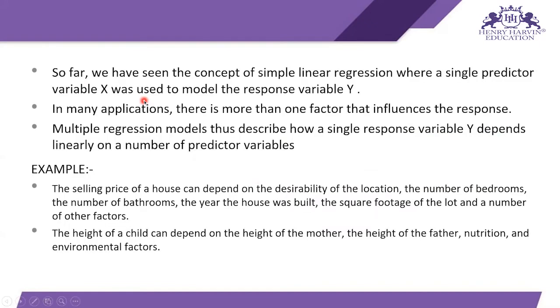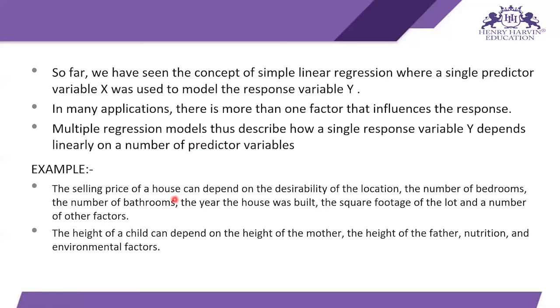So far we have seen the concept of simple linear regression, where a single predictor variable x was used to model the response variable y. I assume that you all know about simple linear regression, and that when we provide the input value x, we get a response variable y. Now in many applications there is more than one factor that influences the response. A multiple linear regression model thus describes how a single response variable y depends linearly on a number of predictor variables.